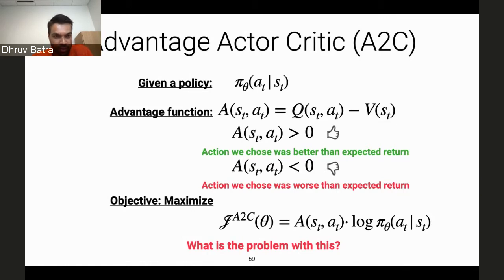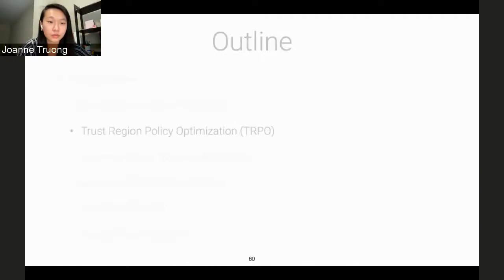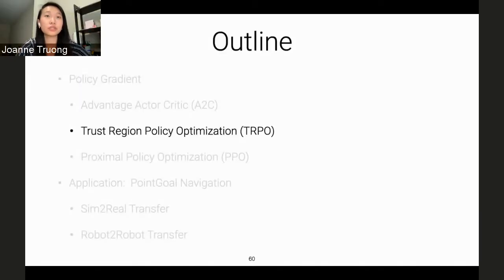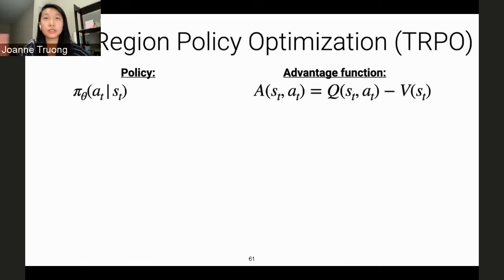Okay, so back to the lecture. Joanne, you've introduced A2C. We can continue from that point. Yeah, so next I'll transition into TRPO, or Trust Region Policy Optimization. And TRPO tries to overcome the problem that we previously saw in Advantage Actor-Critic.